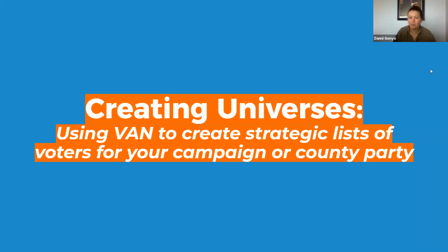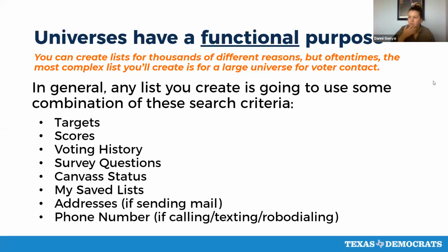So we're going to talk a bit about creating a universe, which is a term that a lot of campaigns use, but is really just for county parties and precinct chairs. If you're creating a list that is more than one step, it's probably going to be referred to as a universe. And it's just a larger and a bit more complex list than just your precinct of voters. You'll usually have a few other criteria in there to get a more micro-targeted and advanced list of voters that you're trying to reach. But universes at their core have a functional purpose. So when you're creating a list of voters for voter contact purposes, oftentimes that will be a universe. But a lot of times you create other types of lists.